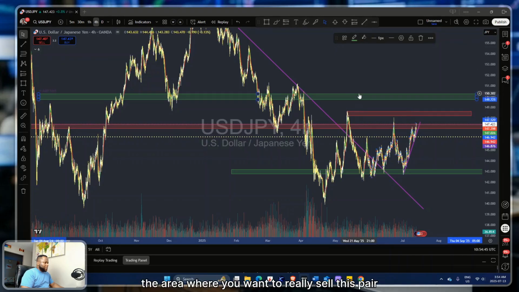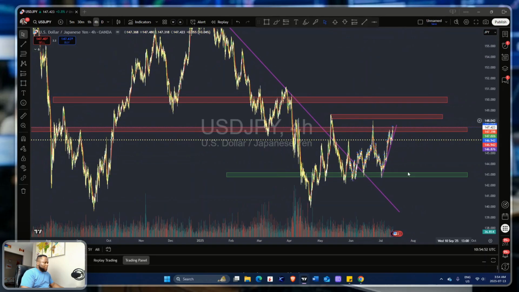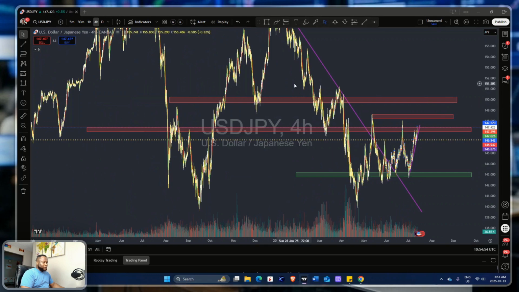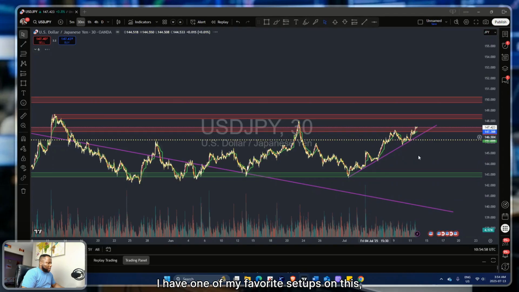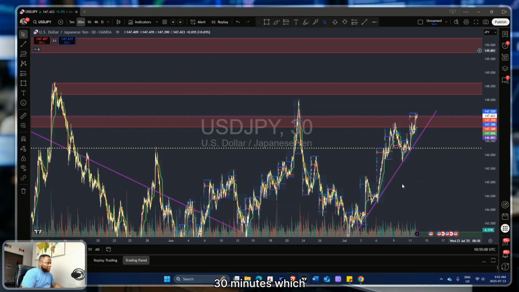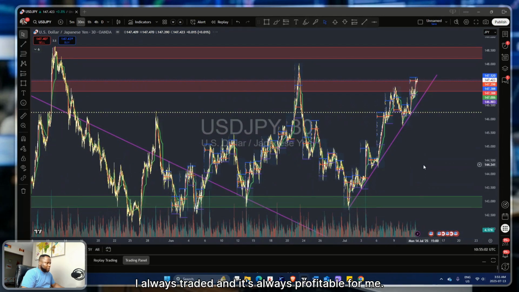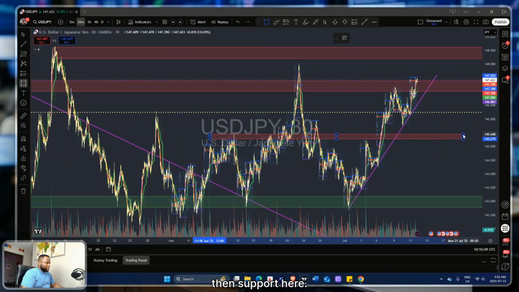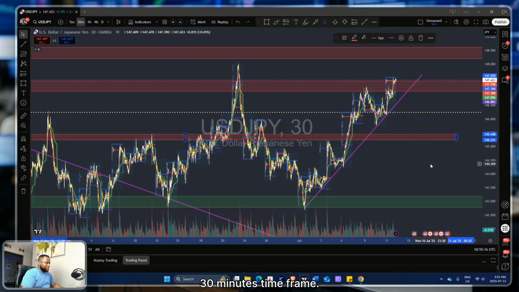But yeah, the area where you want to really sell this pair is 150 to get a good risk to reward and to get it moved down from there, right? This is a 4-hour. If you go to the 30 minutes, I have one of my favorite setups on this 30 minutes, which I always trade and it's always profitable for me. Resistance, then support here. Okay, 30 minutes time frame.